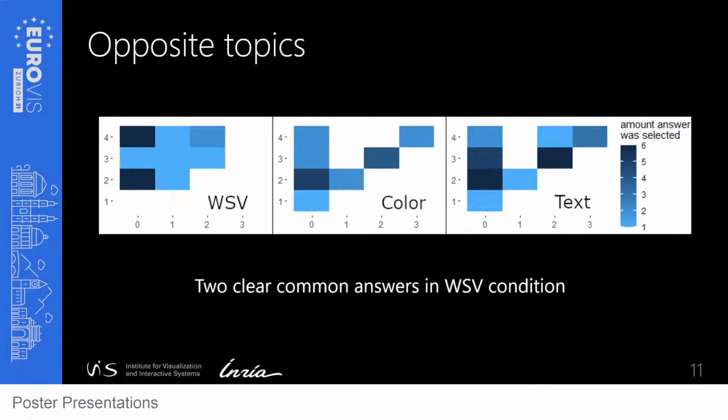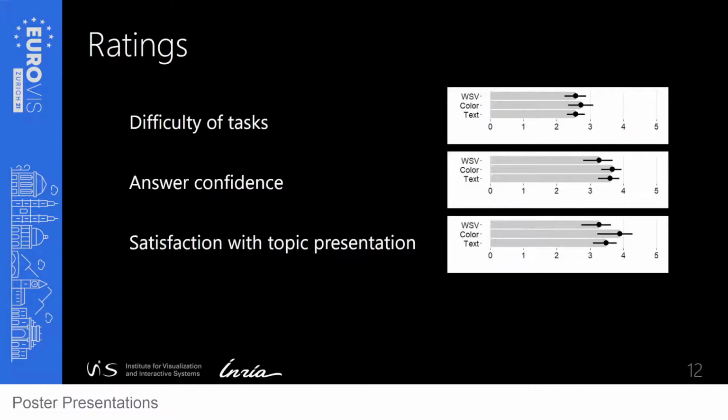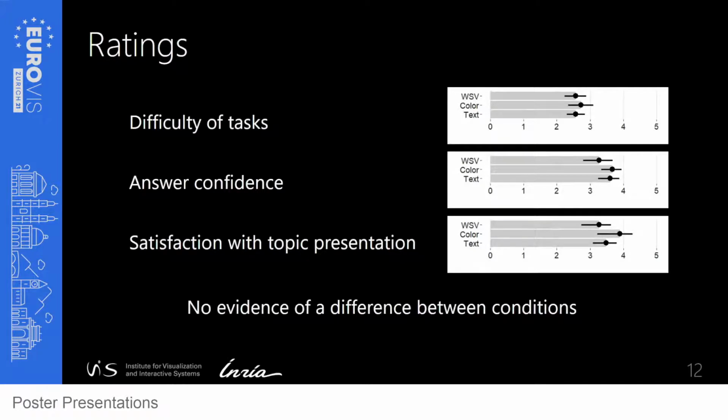Here are the participants' ratings for the perceived difficulty of the tasks, their confidence in their answers, and their satisfaction with how the topics were displayed in their study condition. Shown are average and 95% confidence interval, 1 is low and 5 is a high rating. And again, we can't see evidence that these ratings are different between the conditions.